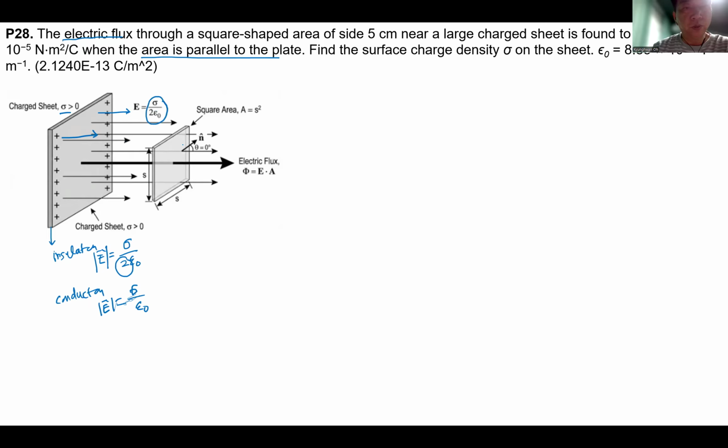It is passing through a square area, which is given by S times S, and this is parallel to the charged sheet. That means the electric field is normal to this square area, so theta is going to be 0. Then we need to find out how to calculate the sigma from this information.